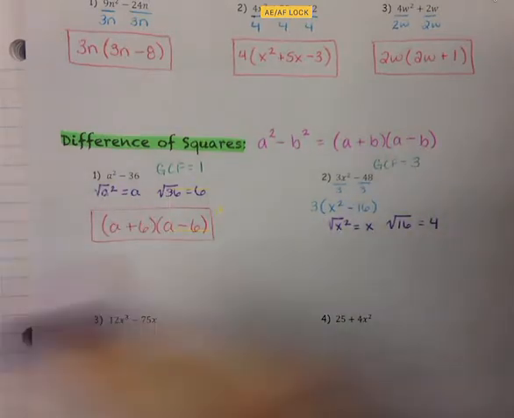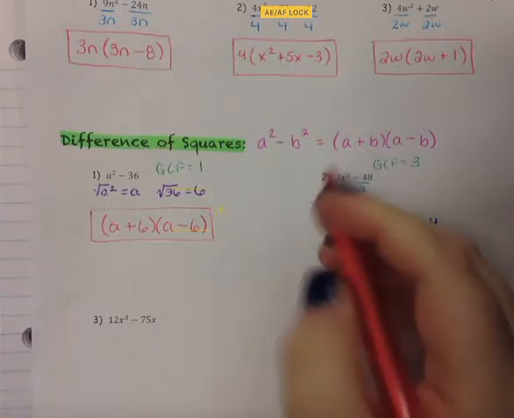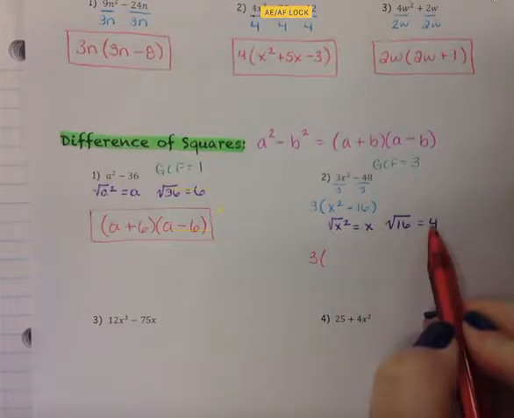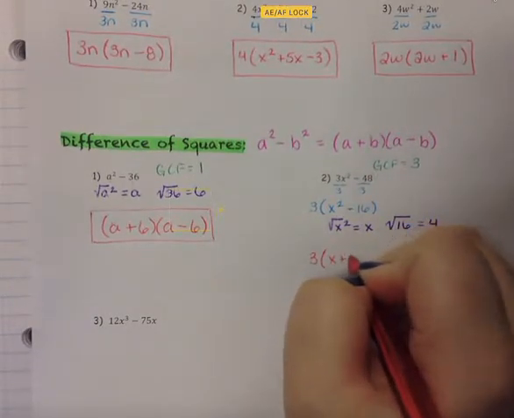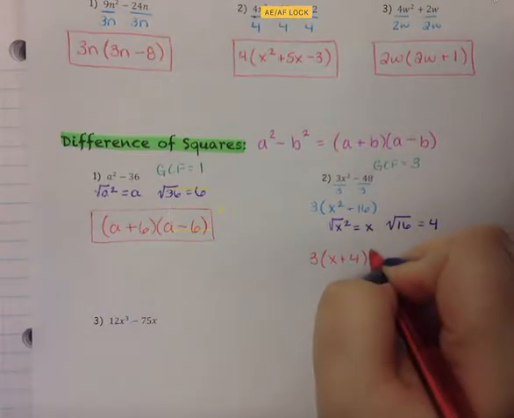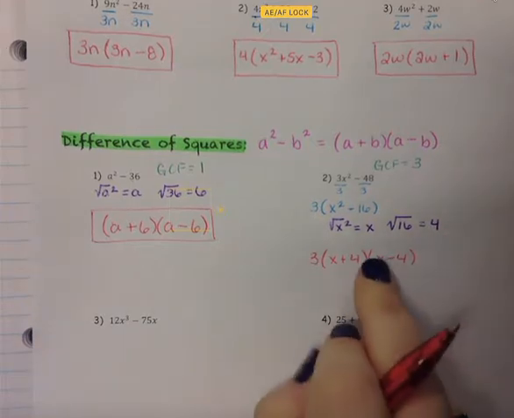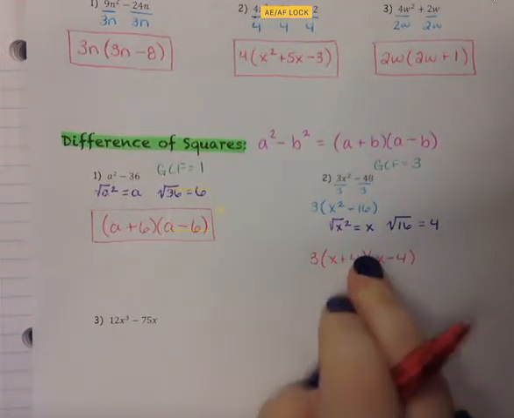So now we can write our answer. We have to make sure we have our 3 on the outside of our parentheses because it is the original GCF. Open parentheses. I need the x and the 4 inside of each set of parentheses. So I have x plus 4, parentheses, and then x minus 4, close parentheses. And again, there's no space in between these two sets of parentheses because this is multiplication.